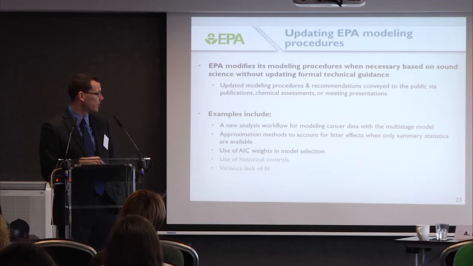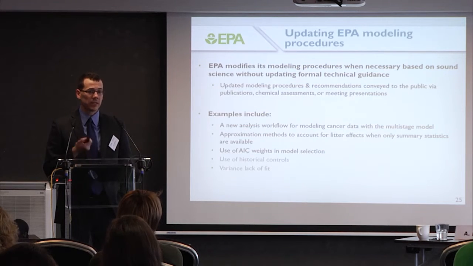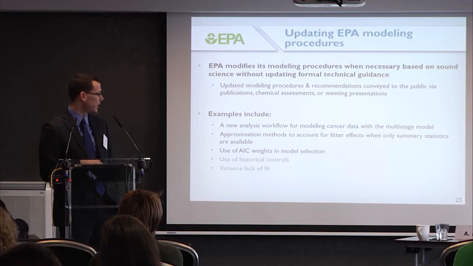Approximation methods to account for litter effects when you only have summary statistics. Oftentimes, if you're modeling developmental data, BMDS does have nested dichotomous models that can take into account litter effects and use a litter-specific covariate, but you have to have individual animal data, and that's not often the case when you're modeling data from published studies.